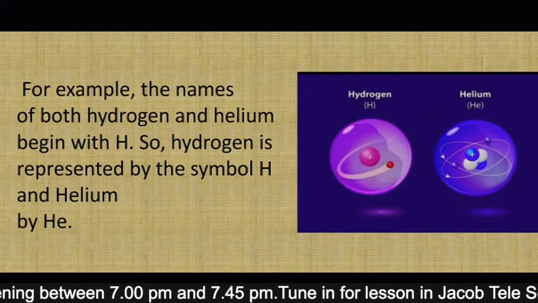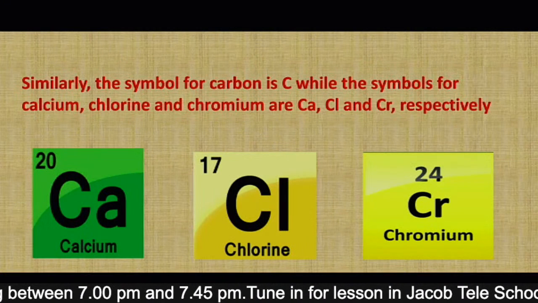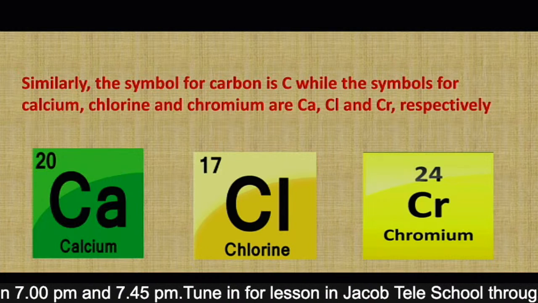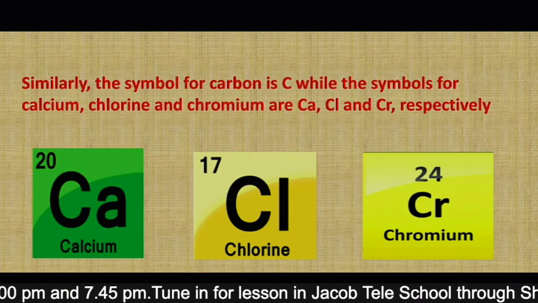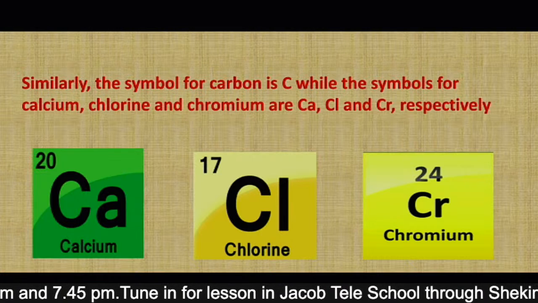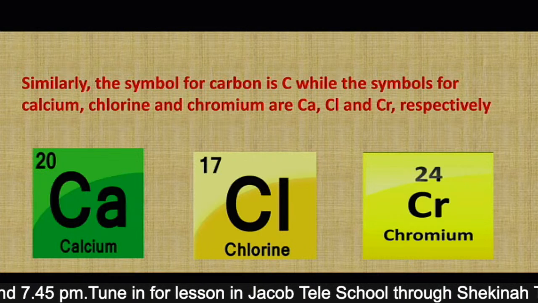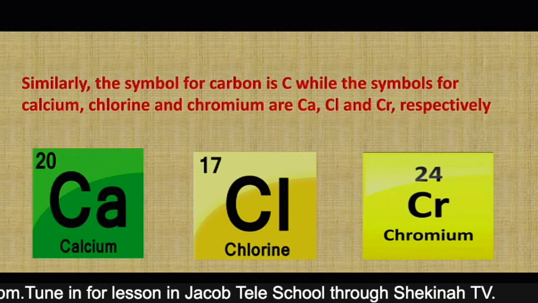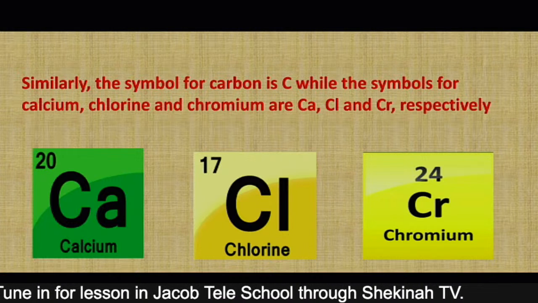H-E-L-I-U-M, helium. Isn't it? Yes. Similarly, see the picture. The symbol for carbon is C, while the symbols for calcium, chlorine and chromium are Ca, Cl and Cr respectively.